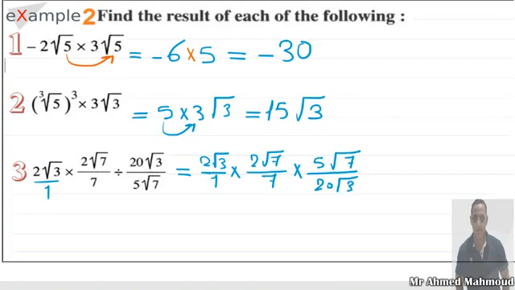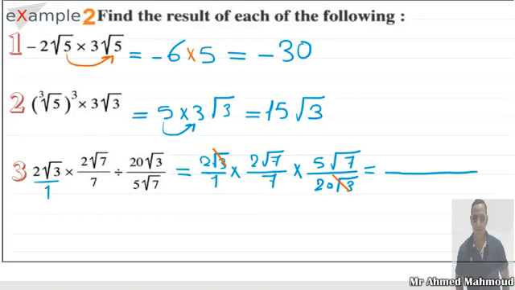And I'm going to collect all of them in one root, but here I have root 3 up and root 3 down. I will cancel them together. And I will collect them in one fraction.